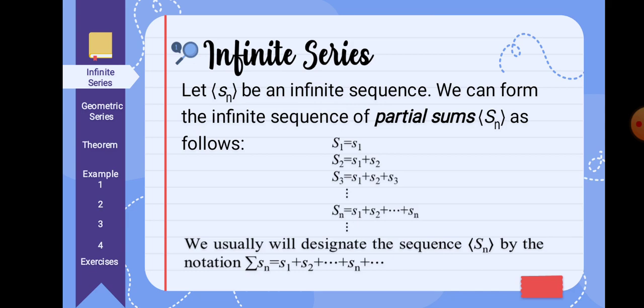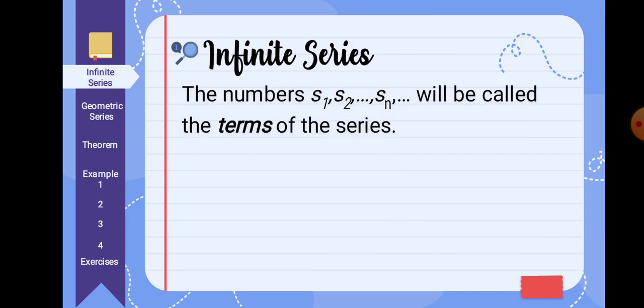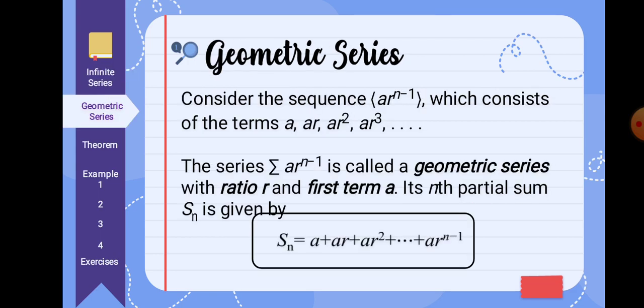We usually designate the sequence a_n by the notation summation of a_n, which is equal to a_1 plus a_2 plus up to a_n, and so on. The numbers a_1, a_2, and a_n will be called the terms of the series.